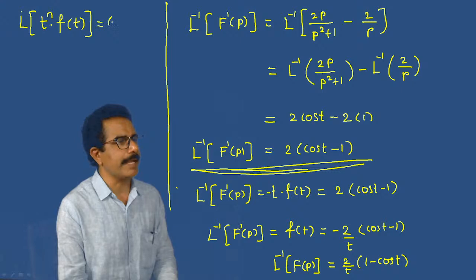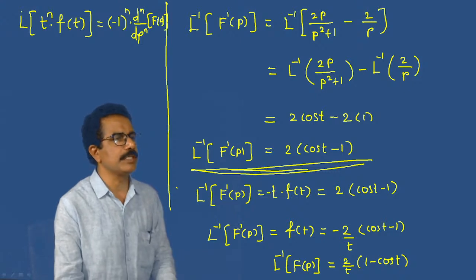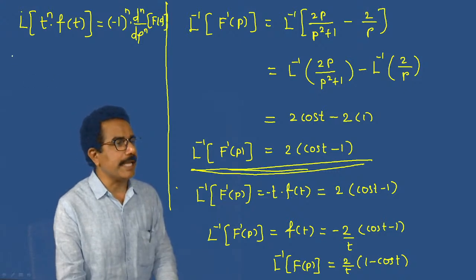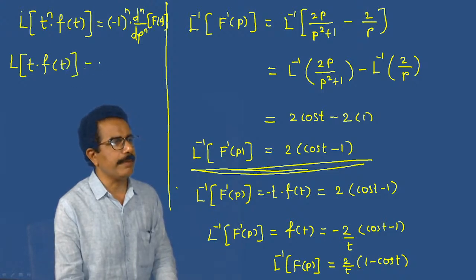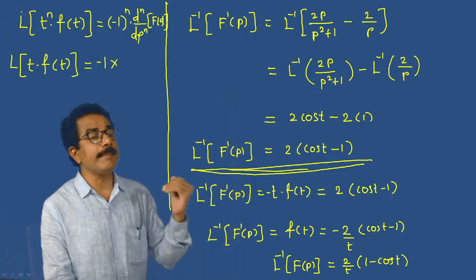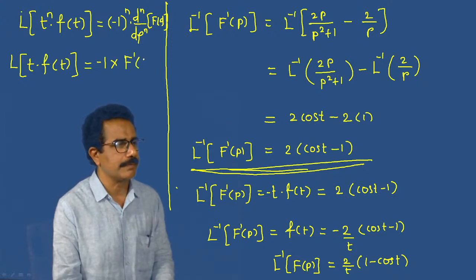So it will be minus 1 raised to n, d^n by dp^n of capital F of p. Is it okay? So if you put n is equal to 1, then t into f of t will be minus 1 into d by dp of F of p, that is F dash of p, the first order derivative.